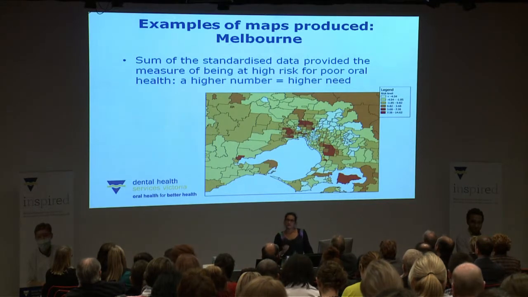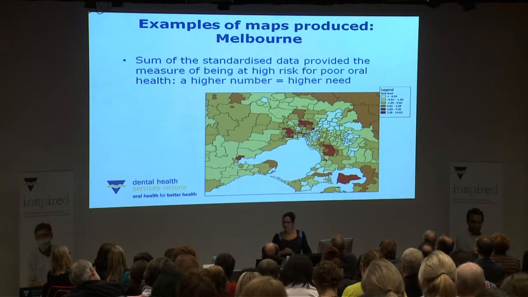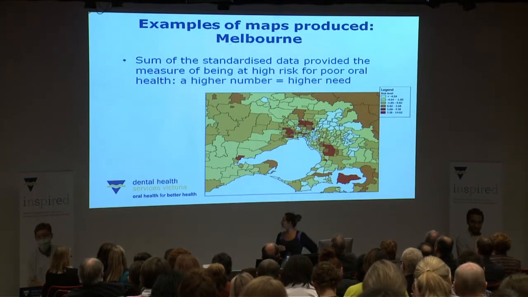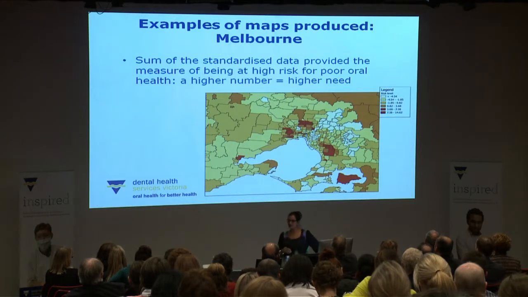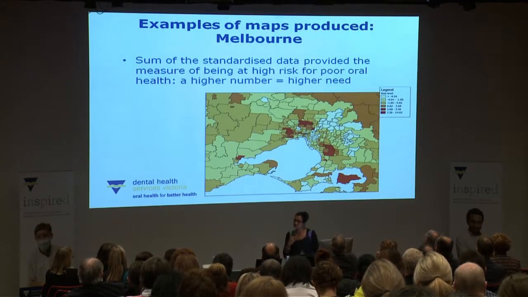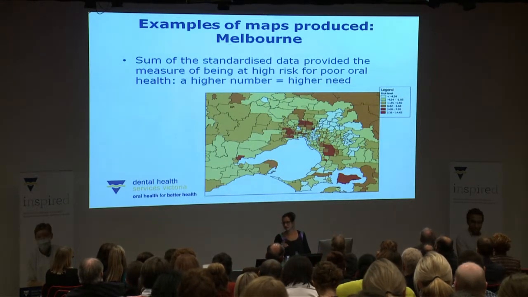So then we summed those standardised variables after they've been normalised and standardised, and used that to provide a measure of risk. So this is community postcode level risk for poor oral health, with a higher number being higher need. What you probably can't see there is that some of those numbers, if you look at the legend on the right-hand side, red is higher need, so higher number, higher need, and it goes to almost a white. And what you see is that some of those numbers are negative.